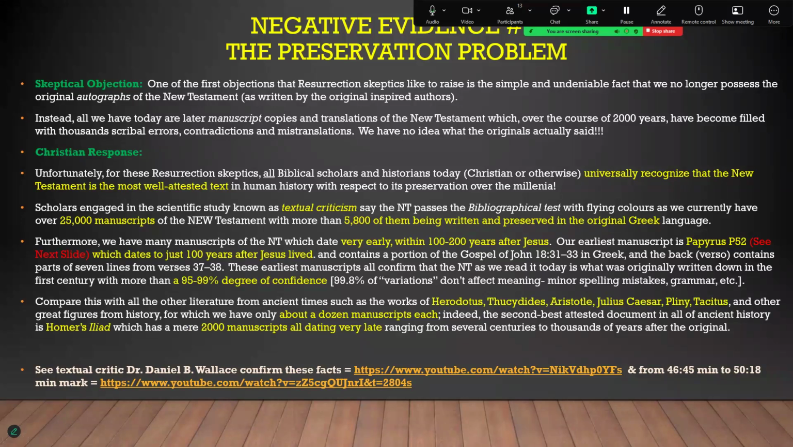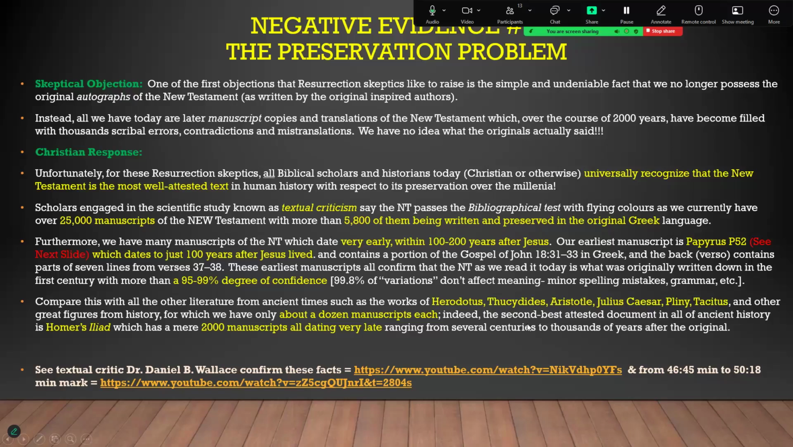And just, by contrast, if we compare this with other ancient literature, we have manuscripts dating hundreds of years, if not 900, 800 years after the fact. And we only have about a dozen manuscripts for some of the best ancient texts in the world, such as Herodotus, the first Greek historian in history, or for Julius Caesar or Aristotle. We have about a dozen. Compare that with 25,000 manuscripts. There's a huge difference there.